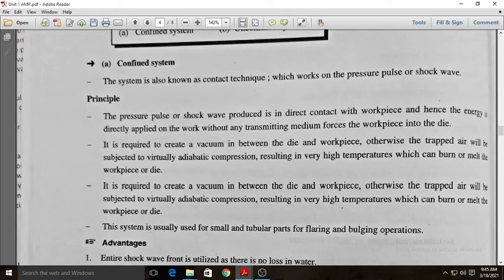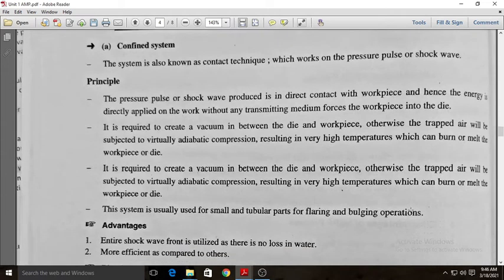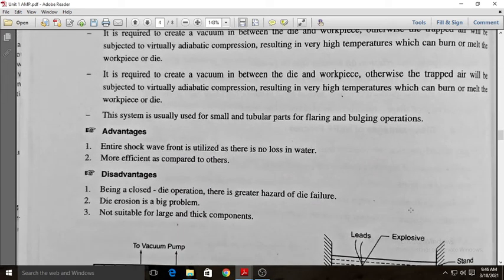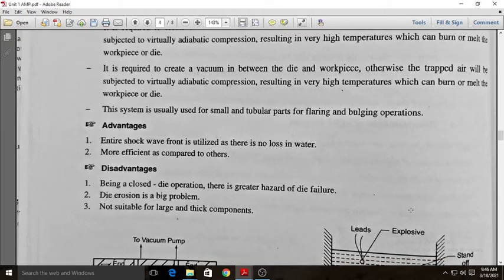The system is usually used for small and tubular parts for flaring and bulging operations. Then advantages: the entire shock wave front is utilized, as there is no loss in water, so it is more efficient as compared to others.